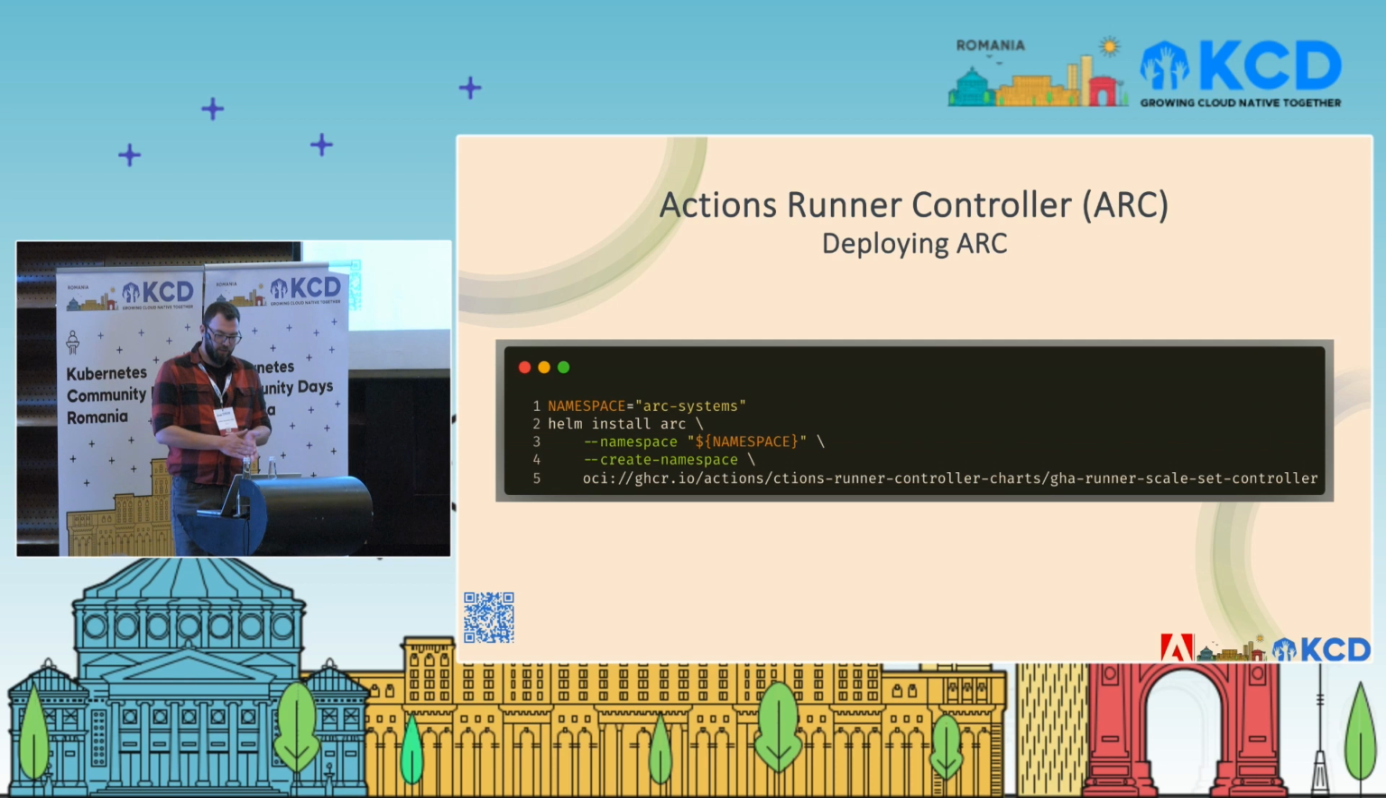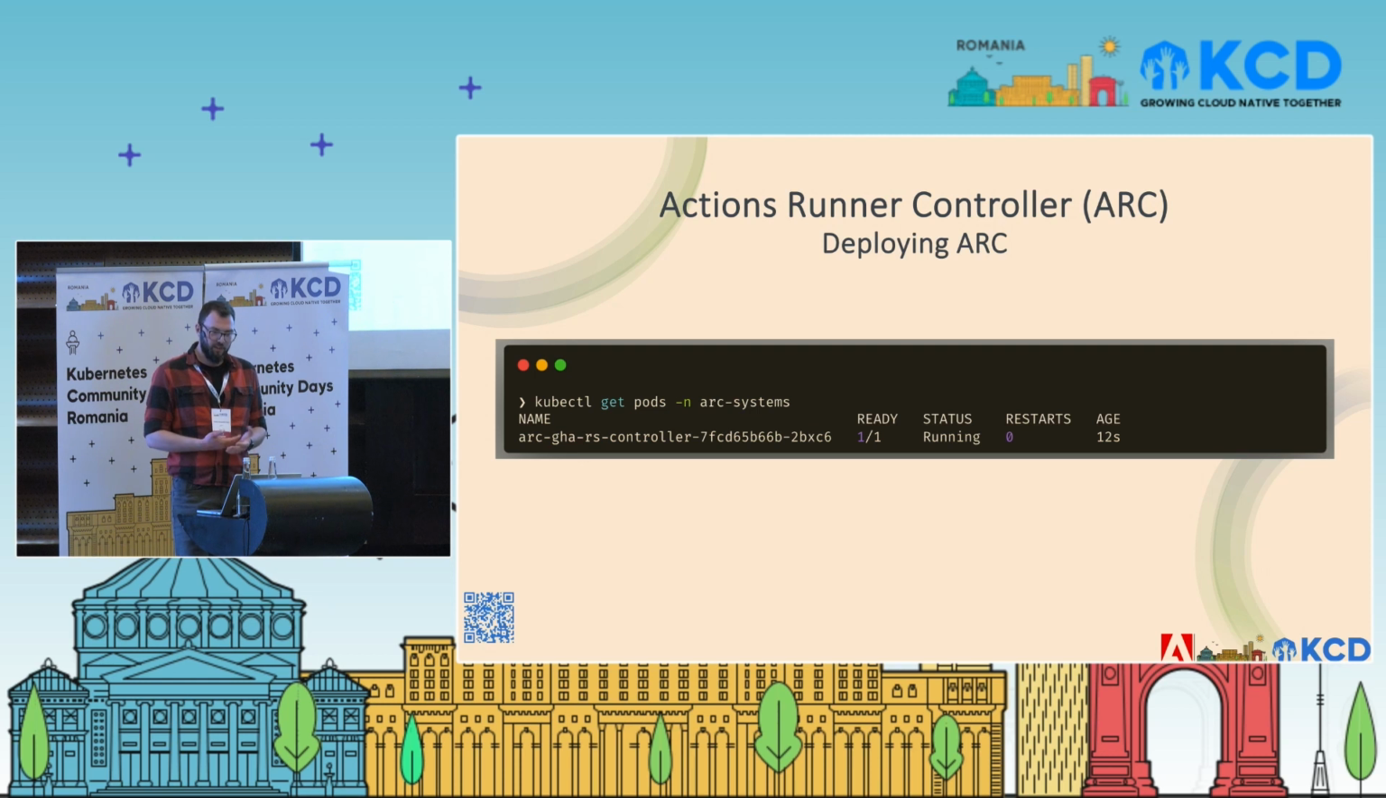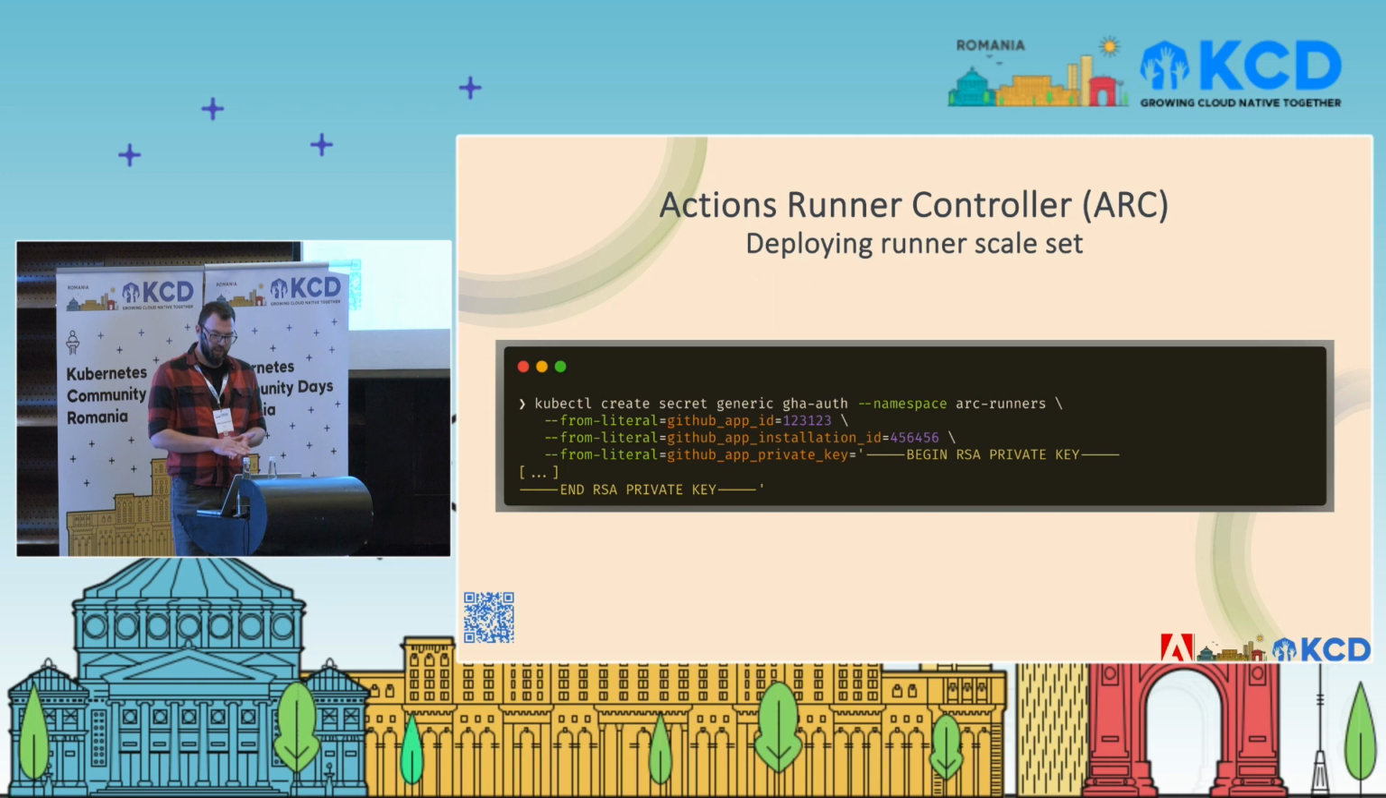Here we have the command to deploy the controller and CRDs using Helm, and this will install the ARC scale set controller chart in its own namespace, the arc-systems namespace. After we install the chart, we can see the controller pod running. And now we can start and configure everything else.